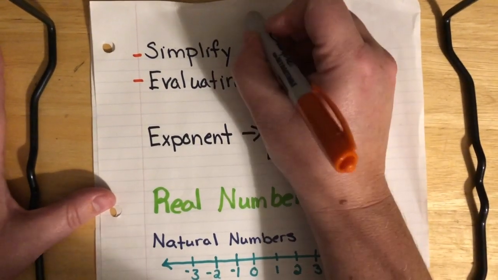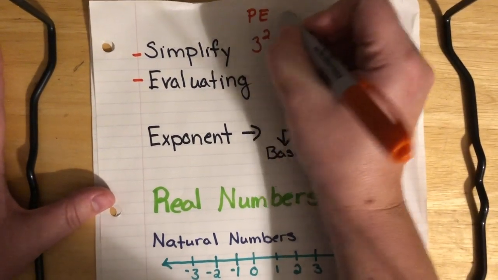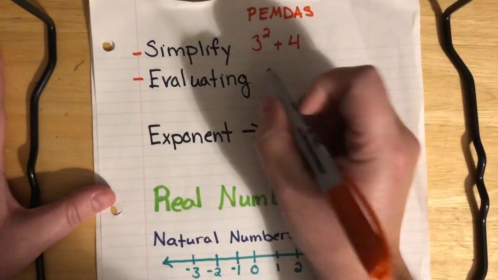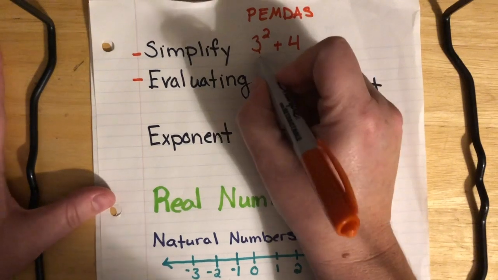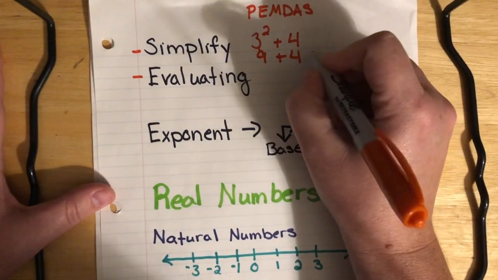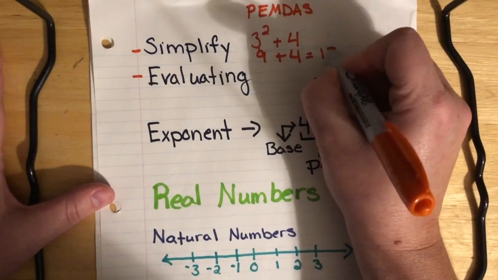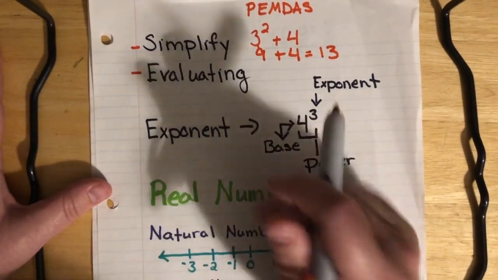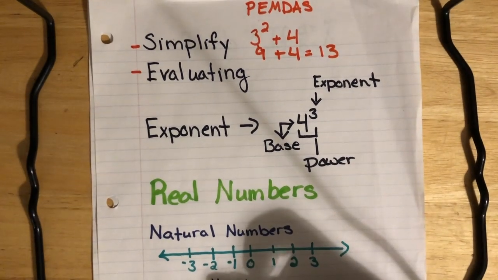So if I remember, I have to do PEMDAS. 3 squared gives us 9 plus 4, and then that will give us 13. Evaluating, same thing. Those terms, you need to be able to complete the equation.